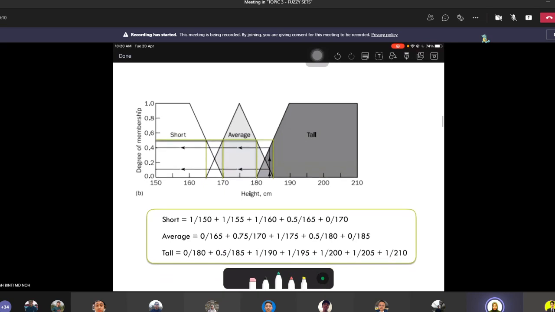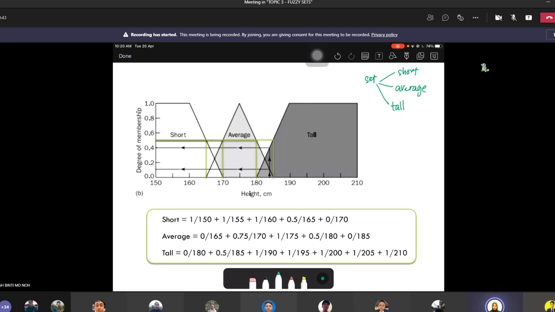Okay. Macam mana cara kita baca daripada graf? Right? You all dah belajar dah ni. Dah faham dah kan cara nak baca daripada graf? Right? Kalau kita tengok dekat sini, kita ada berapa set dekat sini? Okay. 3. 3 set. Alright. Kalau saya nak tanya you all, so set kita ada 3 which is short, average, dan tall.